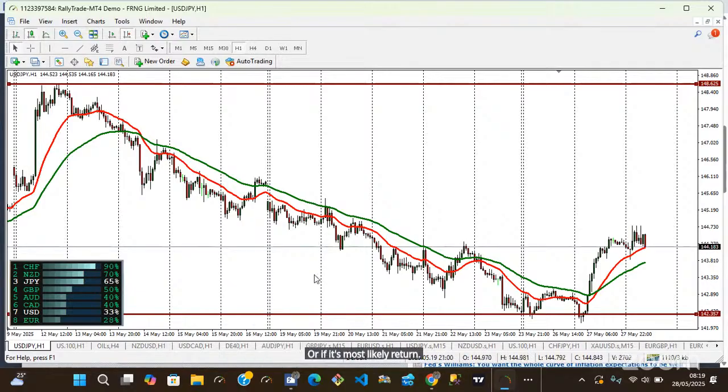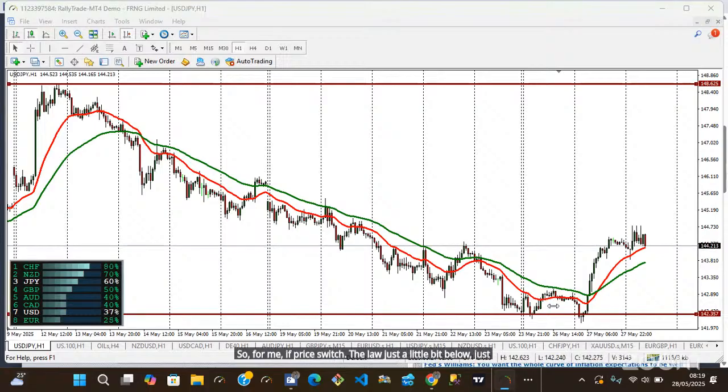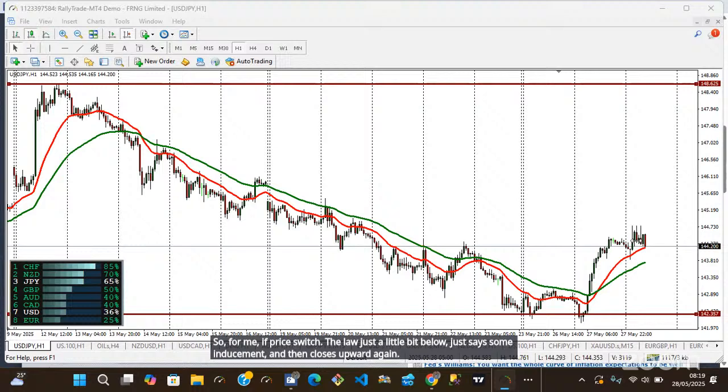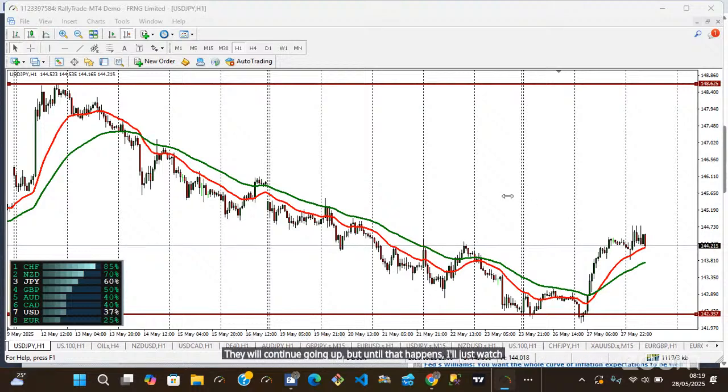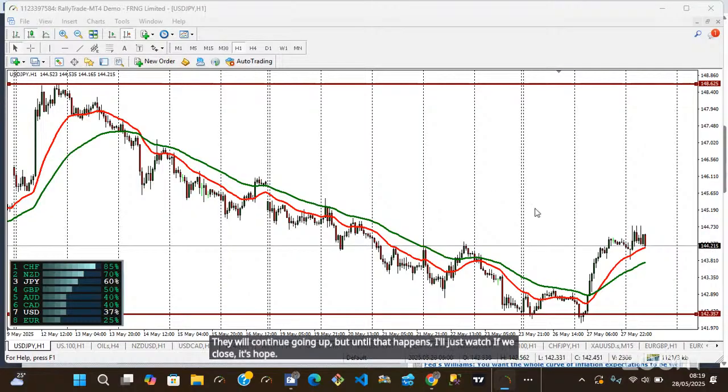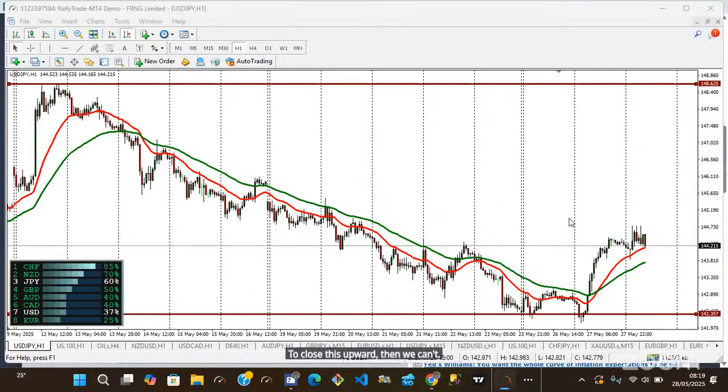Yes. So for me, if price sweeps the low just a little bit below, sets some inducement and then closes upward again, then we'll continue going up. But until that happens, I will just watch what price does. If it closes upward, then we can engage.